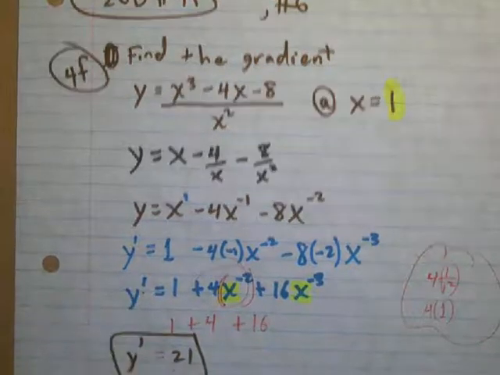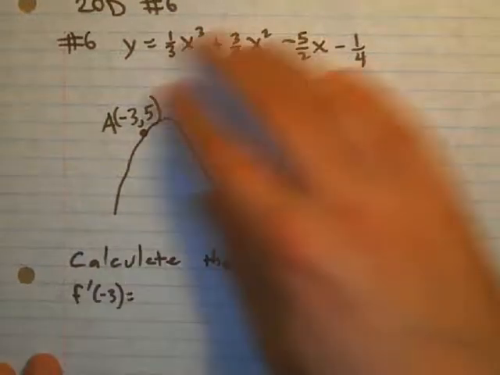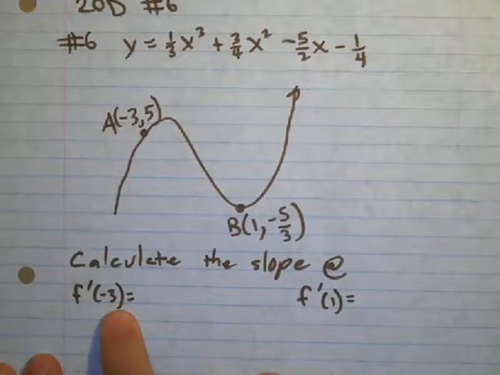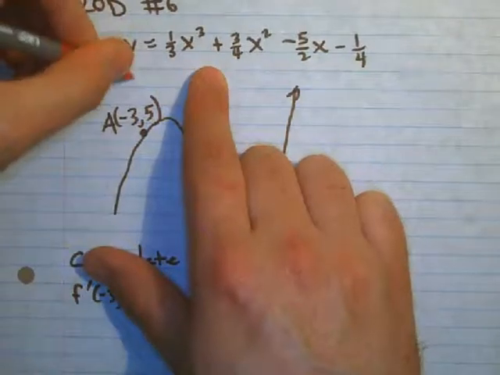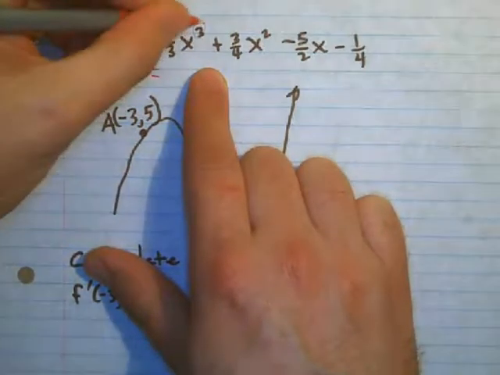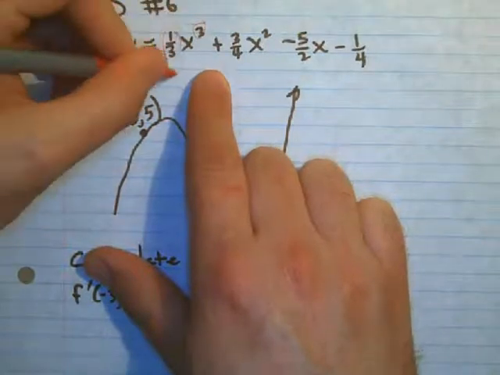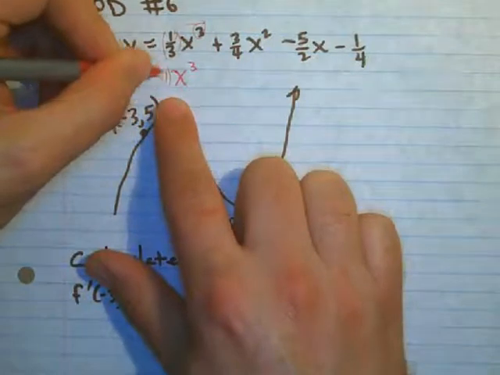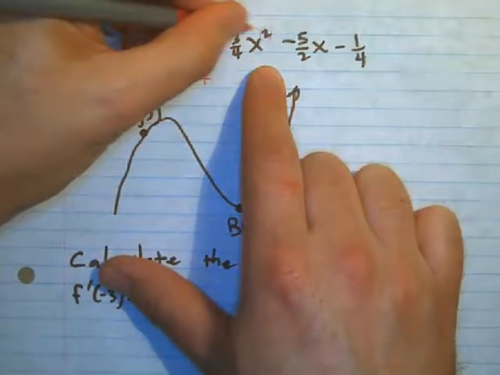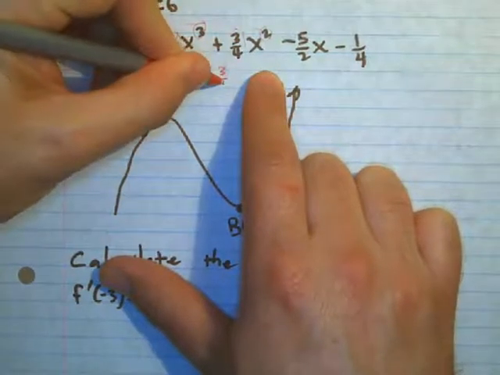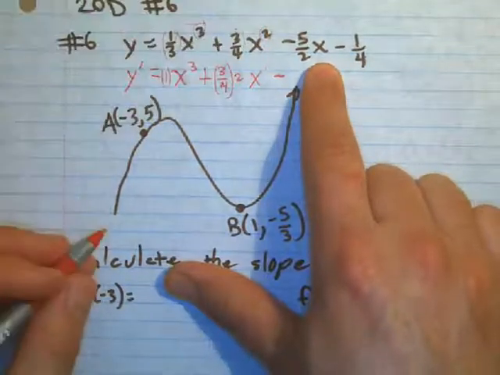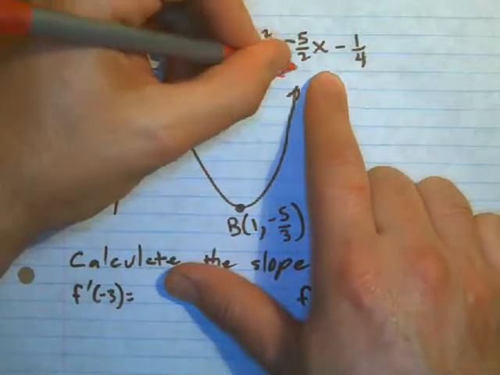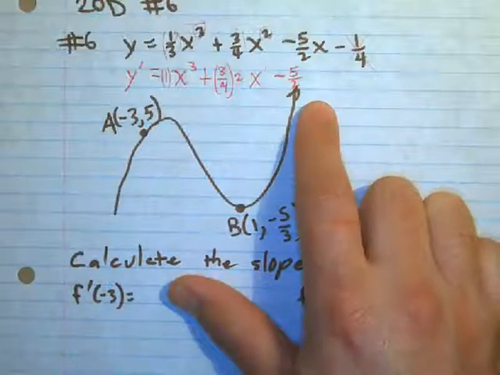All right, now number 6. They gave you this curve, and they said here's the equation. Calculate the derivative at negative 3 and at 1. So the very first thing I'm going to do is find the derivative. Okay, so this power comes to the front and gets multiplied by the 1/3. 3 times 1/3 just gives me 1, right? Okay, this power gets multiplied by the 3/4. So we have 3/4 times 2. Power decreases by 1. This is going to end up with just negative 5 over 2, and that's going to go away. So here's my derivative function.